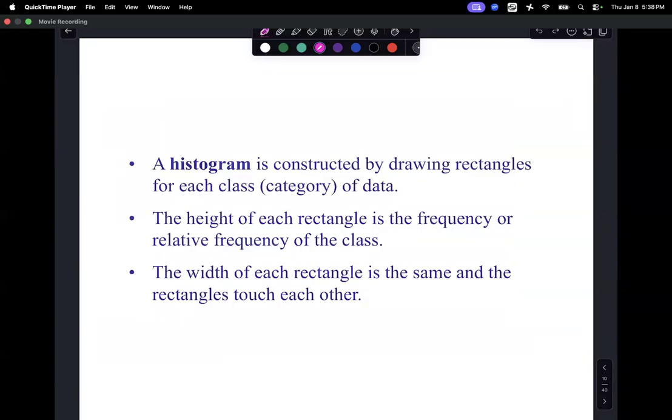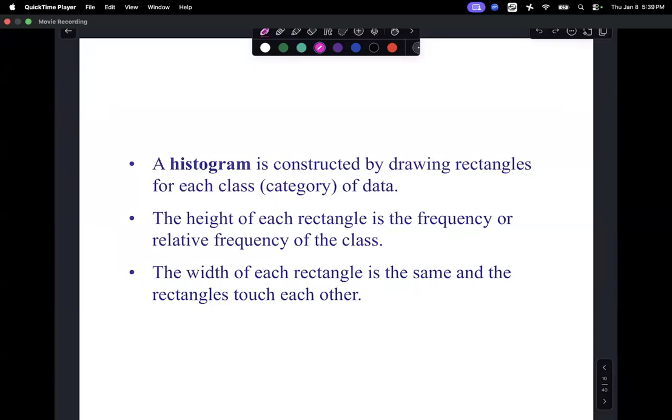So we're going to create a histogram. Most of the time, we use histograms for continuous data, though it is not unheard of for discrete data, but most of the time we will do it for continuous data. So a histogram has rectangles just like a bar graph. Every category or class of data has its own rectangle. The height of each rectangle, just like a bar graph, is the frequency or the relative frequency of that class.